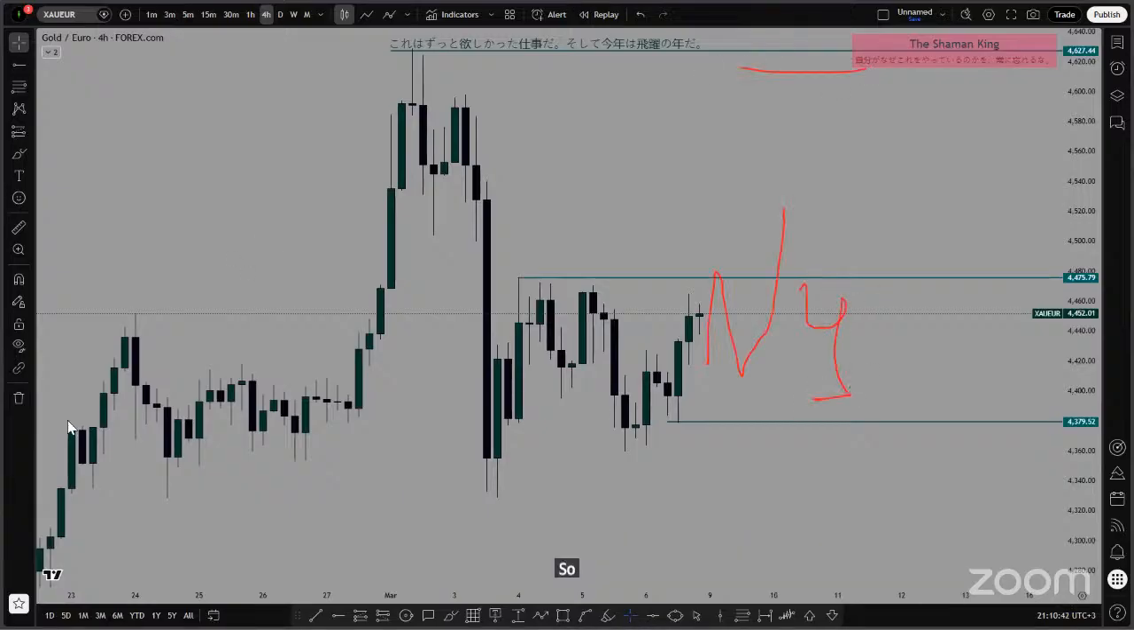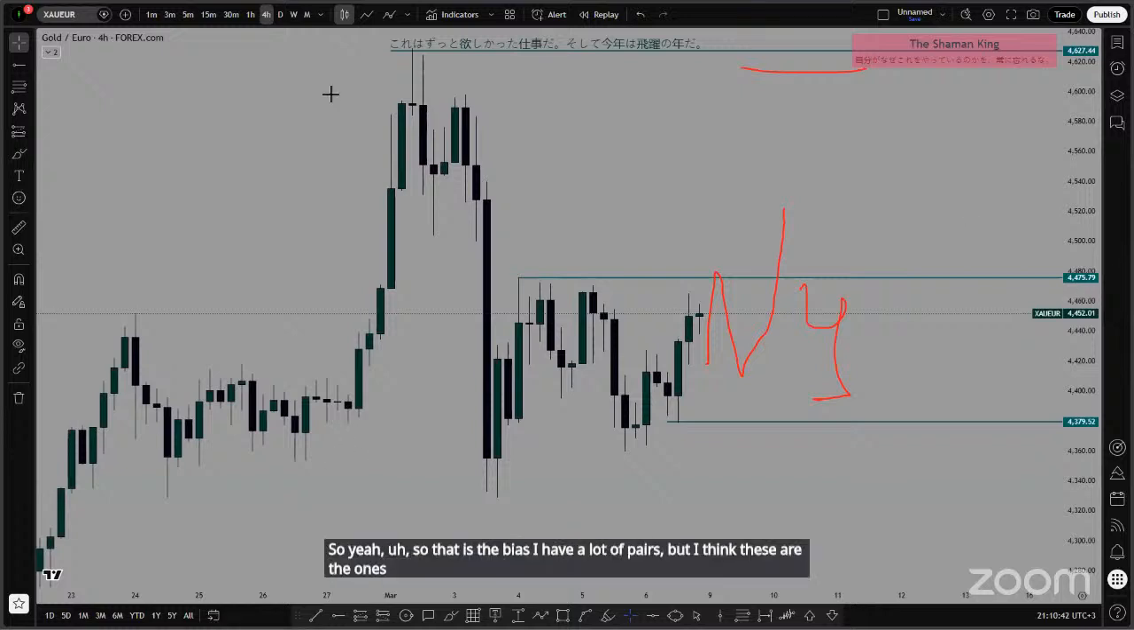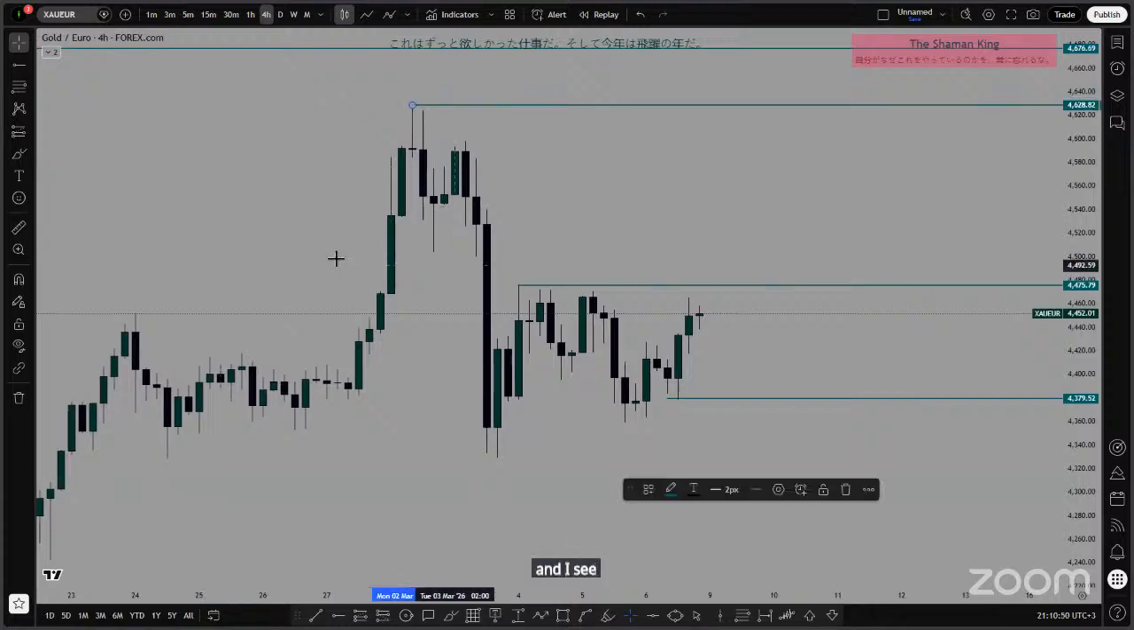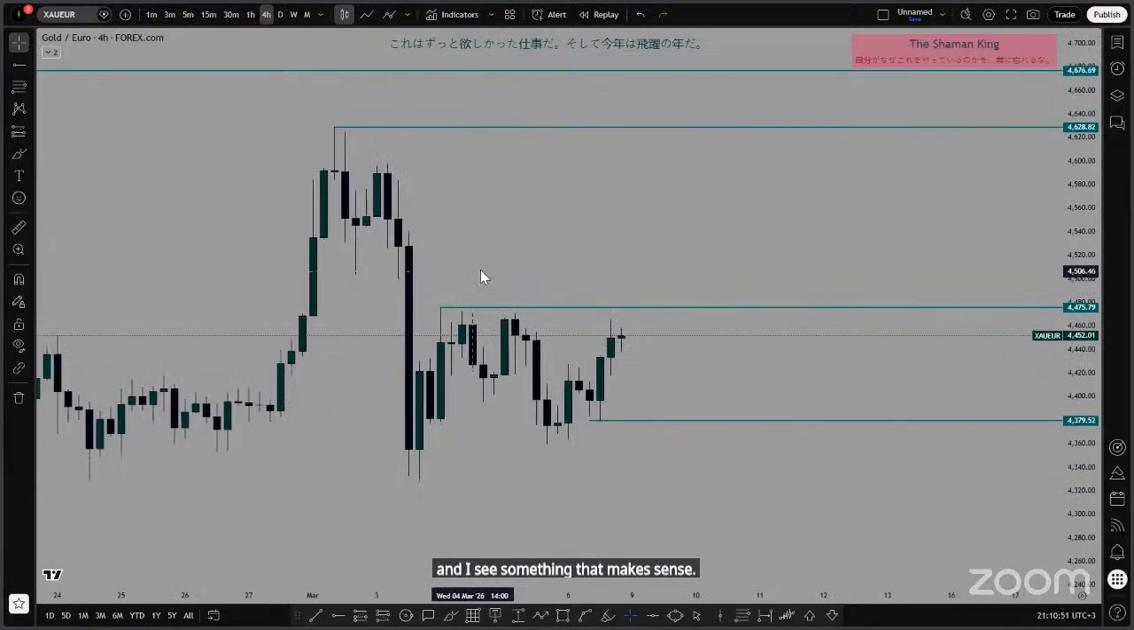So yeah, that is the pairs I have on radar. I have a lot of pairs, but I think these are the ones that I've measured and I see something that makes sense.